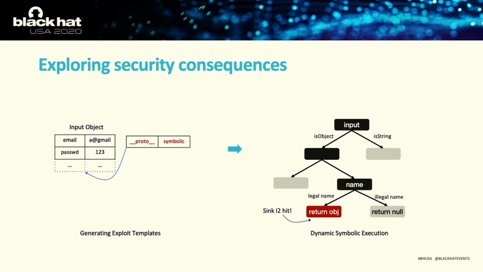Then we will run the test program with our constructed templates and symbolically execute the hidden property. As shown in the picture, the symbolic execution will explore all the path constraints on the path. And if the exploration hits a certain sink, we will fetch the corresponding payloads that can trigger the sink.